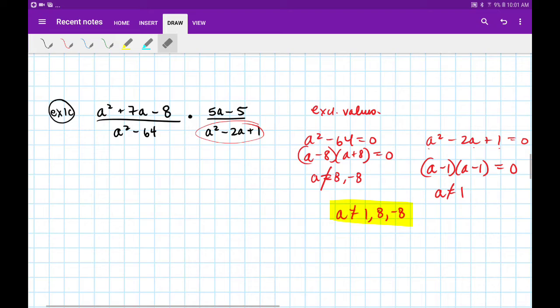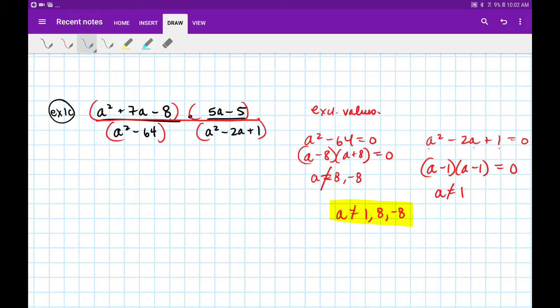Now coming back. So we've stated what we needed to state about the excluded values. Now we're going to go ahead and multiply. So that means I have my numerator times the numerator over my denominator times the denominator. Right? We've technically just multiplied it. Now let's factor so we can start simplifying some things.